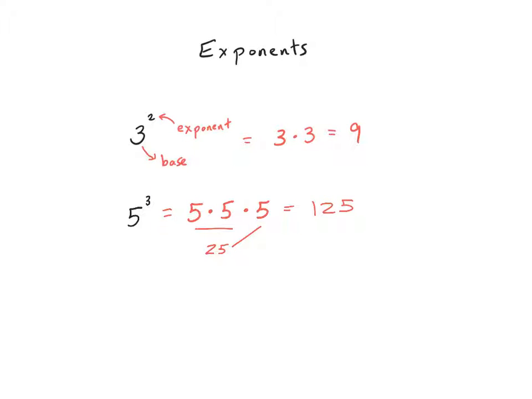Let's now swap the exponent and the base and see if we get the same value. Let's put the base as a 3 and the exponent as a 5. So we would read this as 3 to the 5th power. It means 3 times itself 5 times. 3 times 3 times 3 times 3 times 3. When we're evaluating this, one step at a time, 3 times 3 is 9. 9 times 3 is 27. 27 times 3 is 81. And 81 times 3 equals 243.